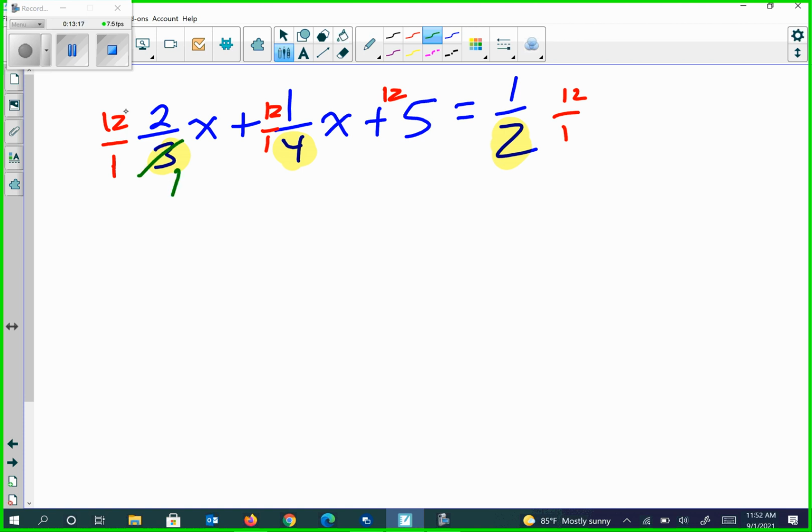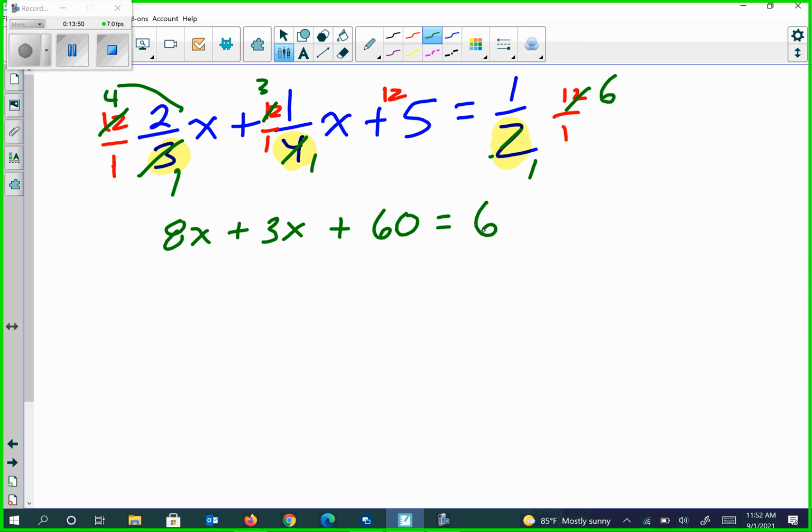So 3 goes into 12 how many times? 4. And then 4 times 2x is? 8x. Plus sign because there's a plus sign. 4 goes into 12 how many times? 3. And 3 times 1 is? 3. And there's an x with that. Plus, 12 times 5. 60. And then 2 goes into 12 6 times. 6 times 1 is 6. That green problem is a lot more friendly problem that I think you would have a fighting shot at doing.